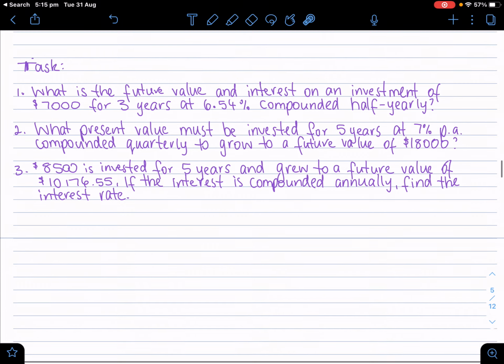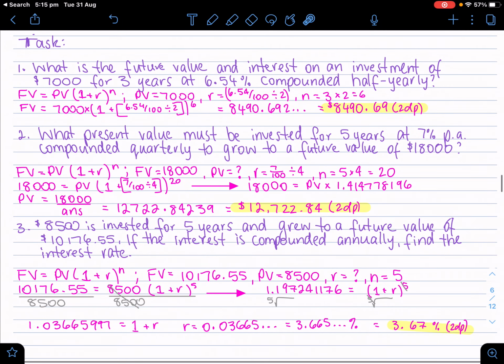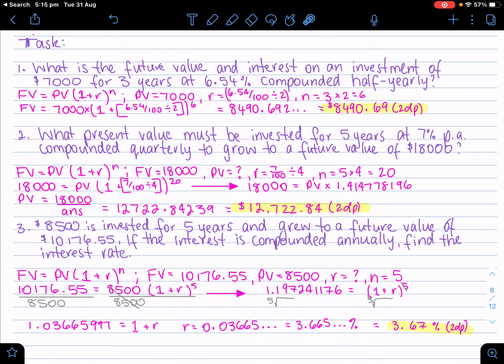Okay, so you should be done by now. Let's go through and check them all off. Hopefully that gave you a better understanding of compound interest.